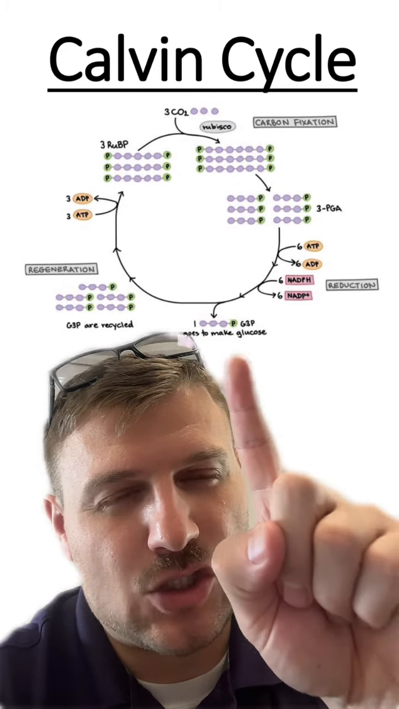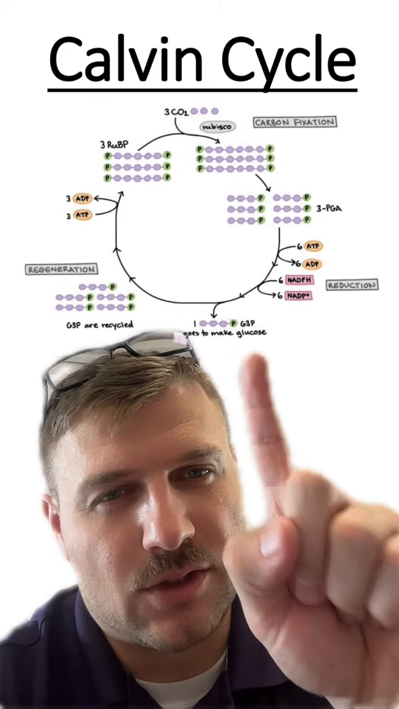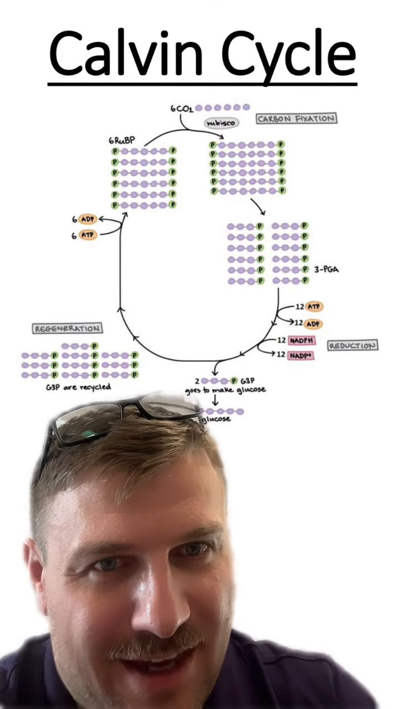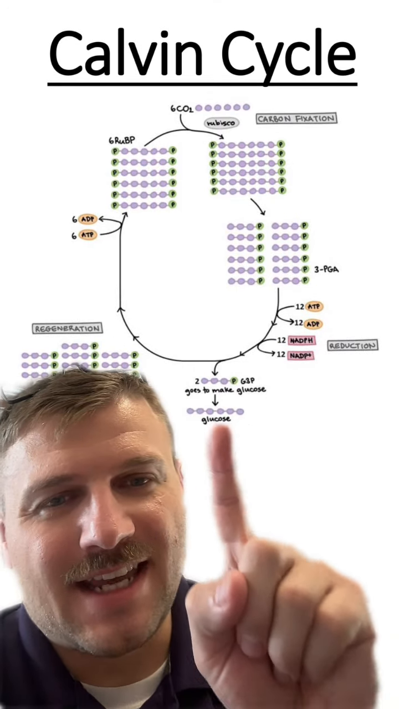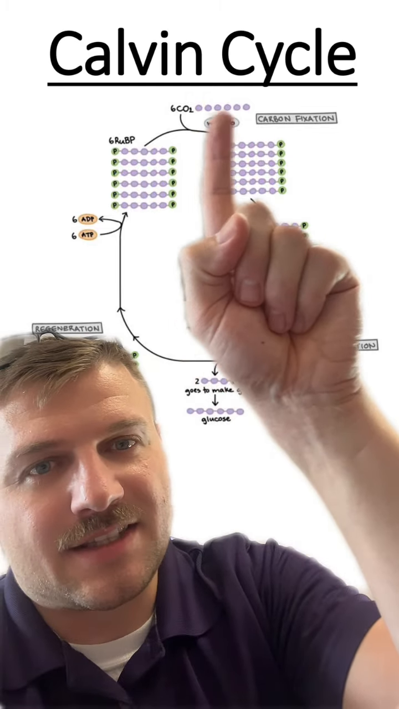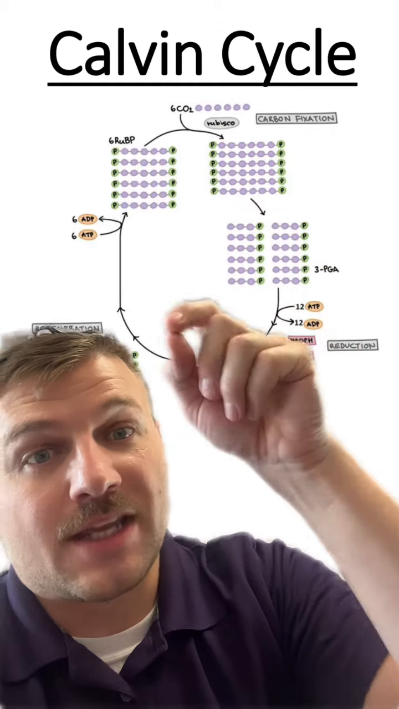So we actually need 2 of these G3P molecules to make a single glucose molecule. So what we actually have to do is we have to double everything. And this should kind of make sense. To get a single glucose molecule, you need 6 carbon atoms. So we're going to need 6 CO2 molecules to be input into this reaction.